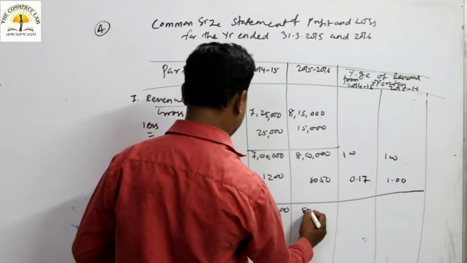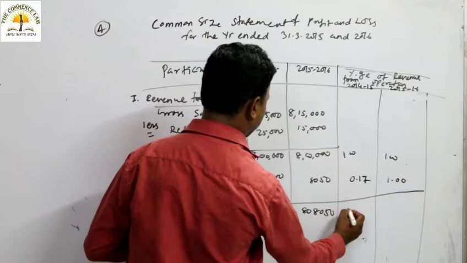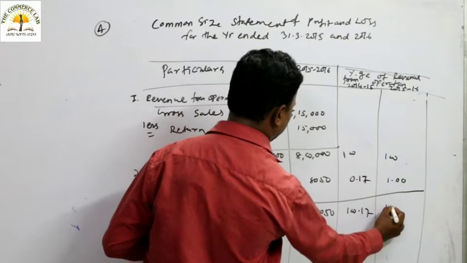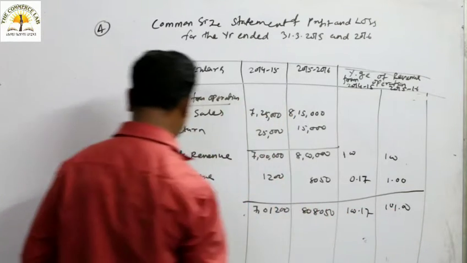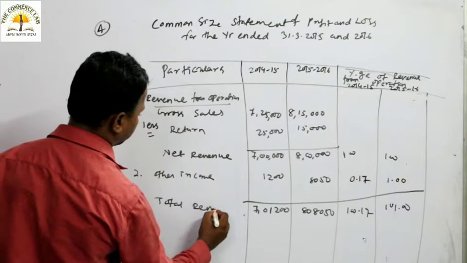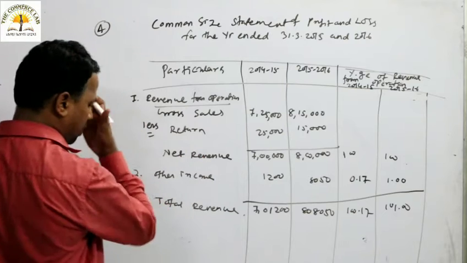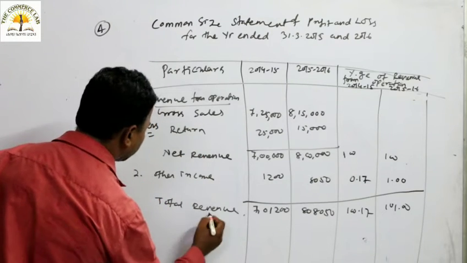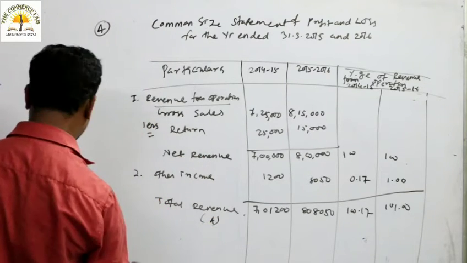So 701200 and 808050, this is 100.17, this is 101.00. What is this? This is total revenue. Okay, total revenue we got. Let me write the total revenue as capital A.